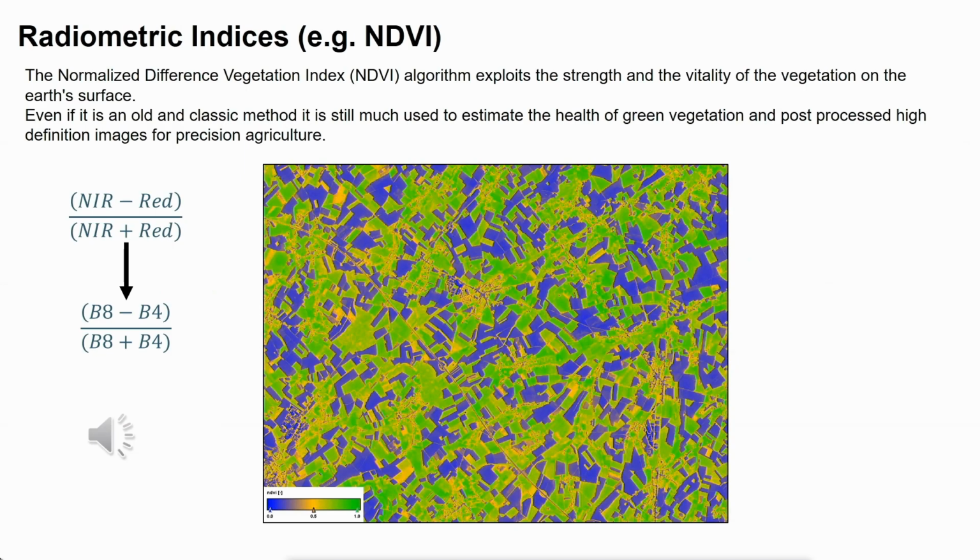In the image here presented, you see the example of calculated NDVI. The highest NDVI is represented in green for healthy and very vital vegetation. The lowest value of NDVI is represented in blue.